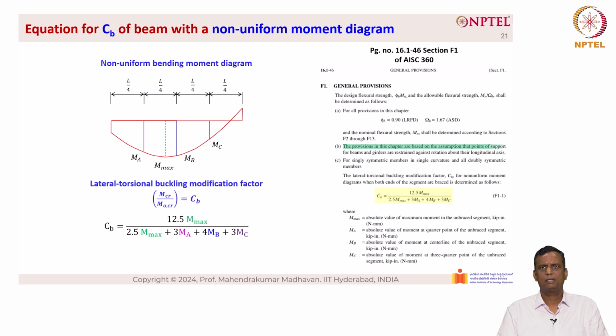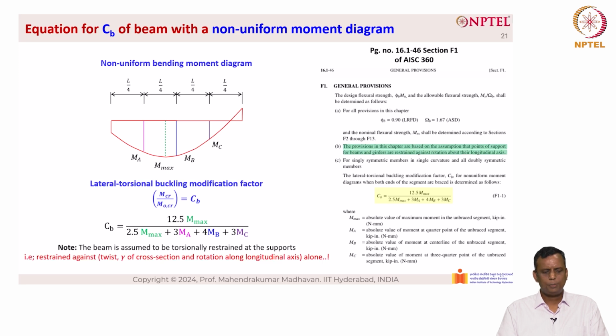Here, it should be noted that the beam is assumed to be torsionally restrained at the supports, which means that it is restrained against twist of the cross section and rotation along the longitudinal axis alone, which means that warping is allowed in the support conditions.